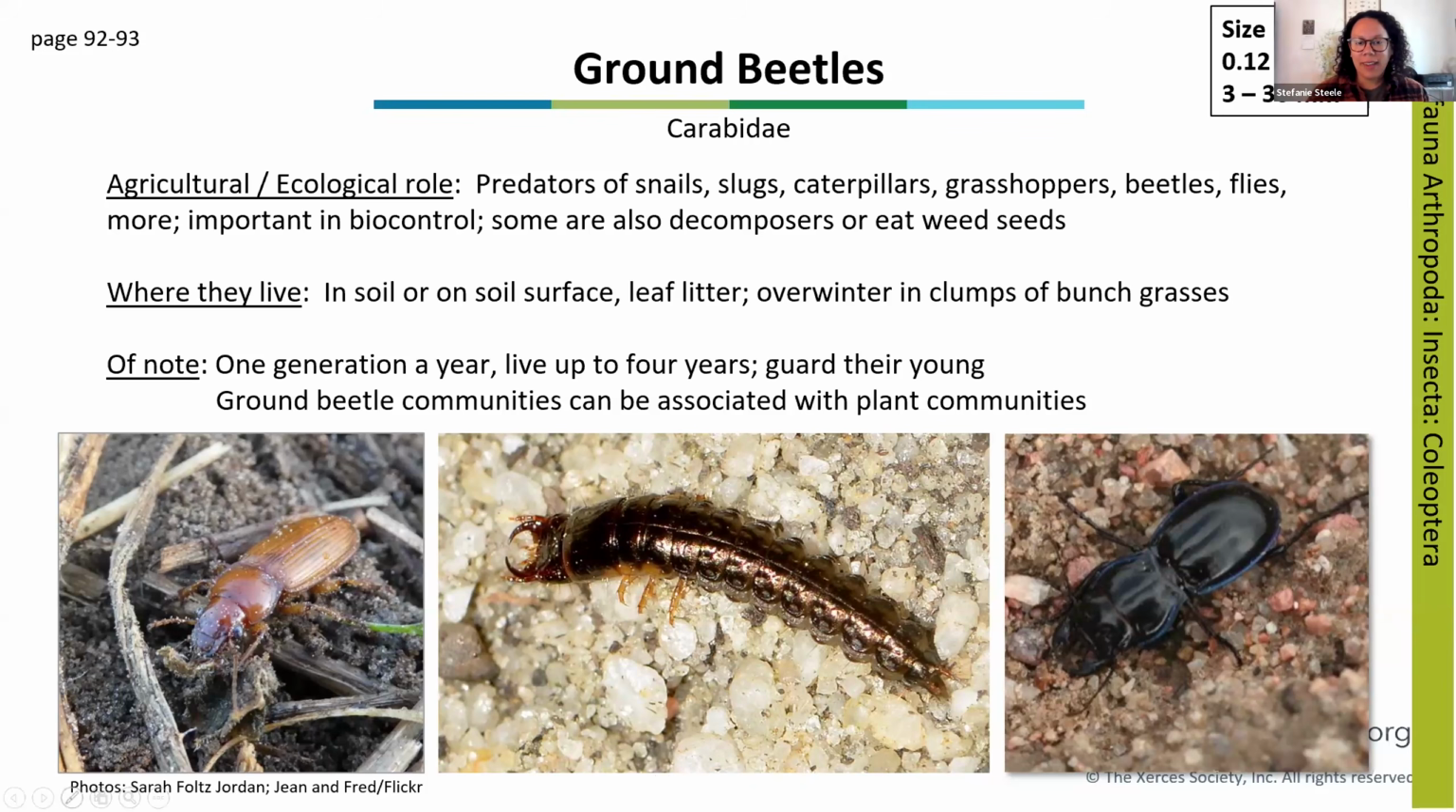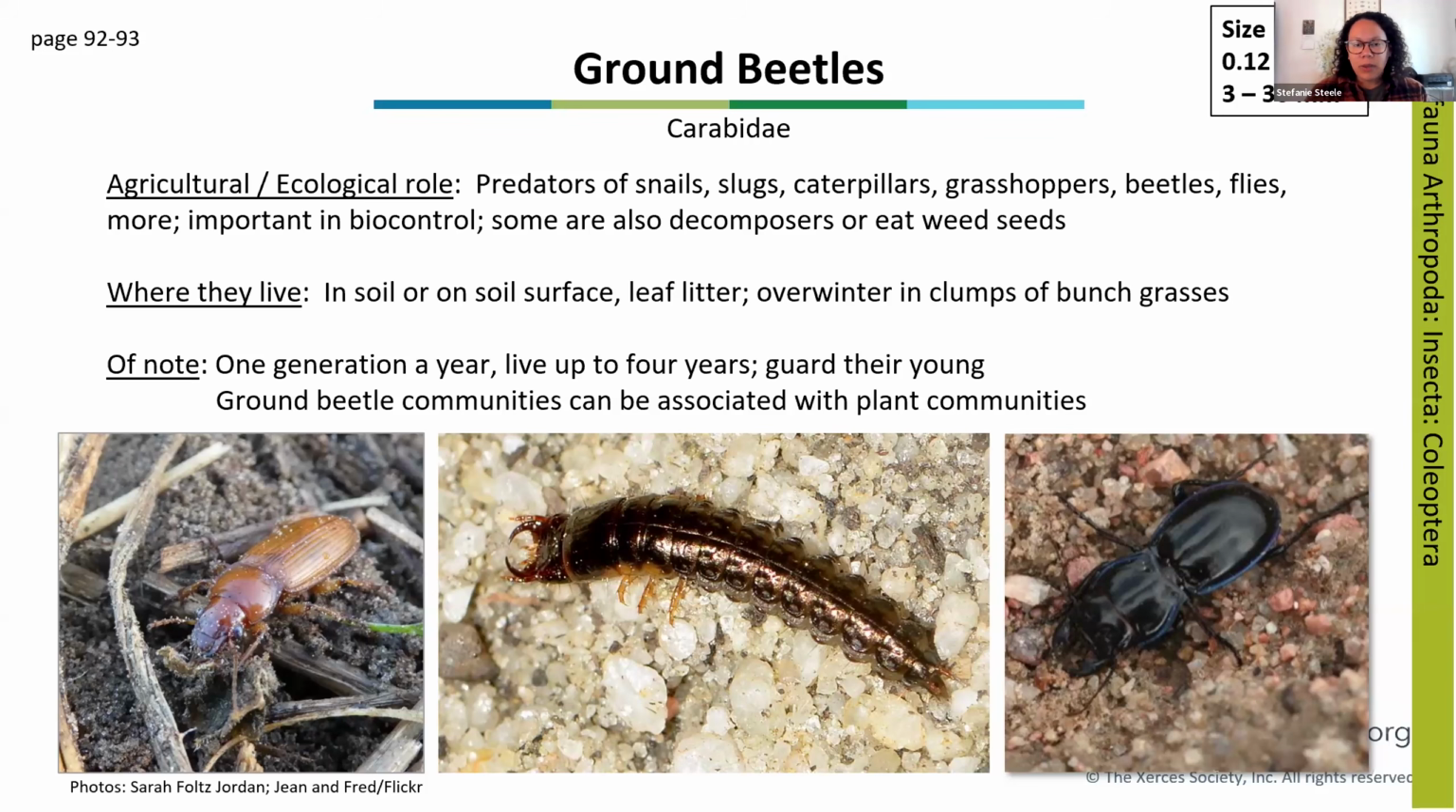The larvae will prey upon and kill more than they consume. So again, contributing to important conservation biological control, whether it's in your gardens or maybe your farms. Some of these species can also eat decaying plant matter or even weed seeds. So again, helping benefit us through those actions.